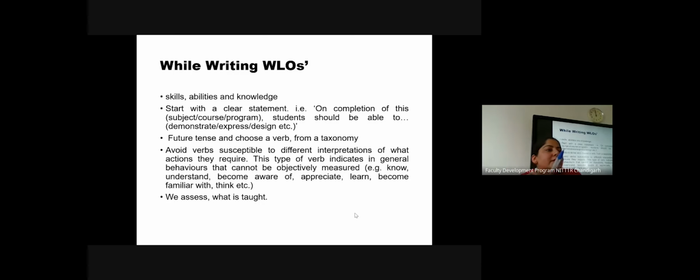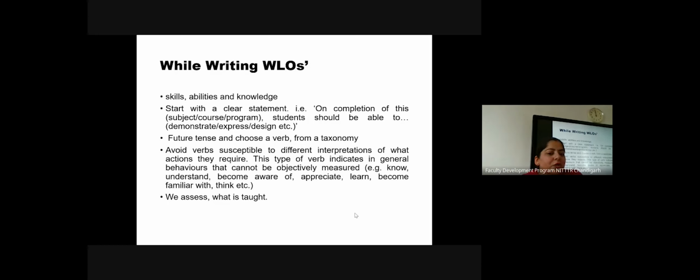Start with a clear statement. On the completion of this subject, course, or program, the student should be able to demonstrate, express, or design. What kind of action verb we use depends on the level of Bloom's taxonomy. A learning outcome is always written in future tense: my student will be able to do. I tentatively decided this in the initial phase of the semester, that after the completion of this particular subject, my student is able to do this.